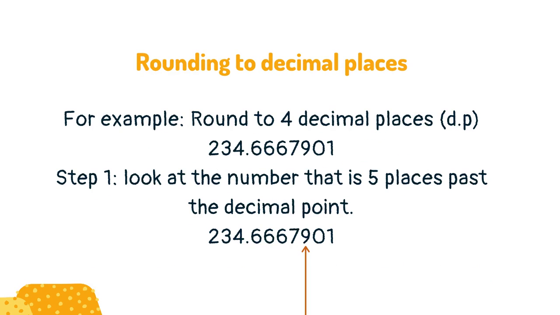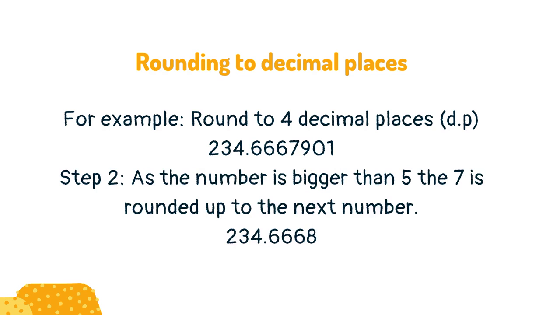For example, round to 4 decimal places 234.6667901. Step 1. Look at the number that is 5 places past the decimal point. 234.6667901. As the number is bigger than 5, the 7 is rounded up to the next number.